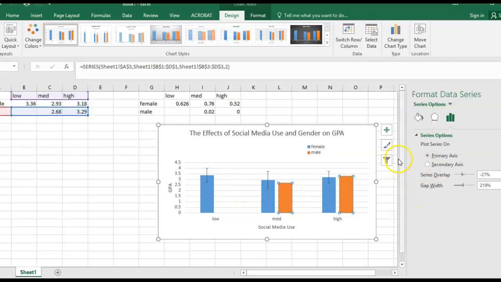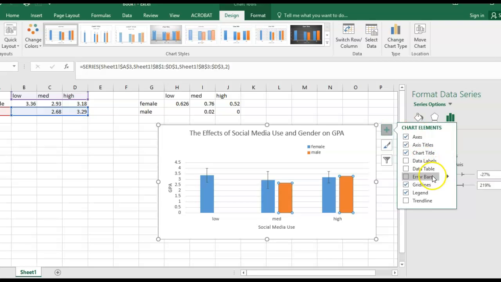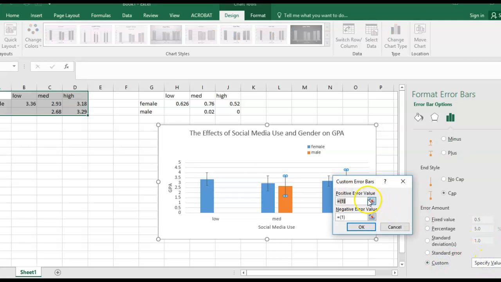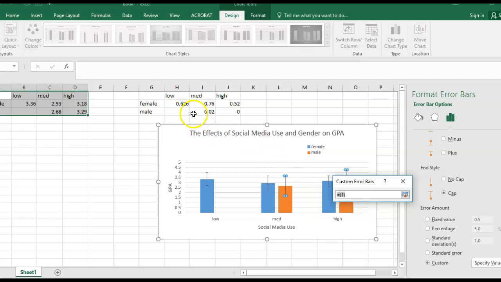I can do it again for the red ones. Click this, do error bars, more options, scroll down, custom, specify value, and the second row down here.